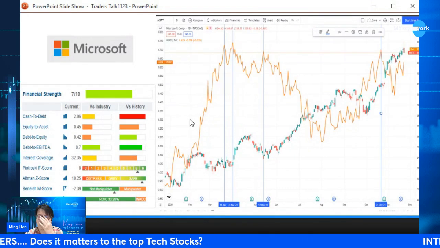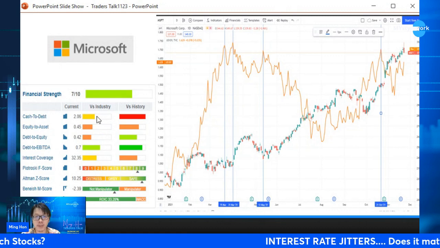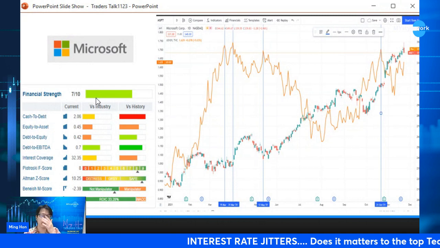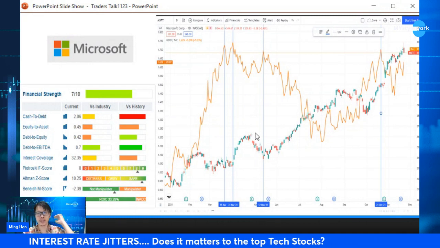Okay. So this is actually Microsoft. And Microsoft financial strength is 7/10. Interest coverage 32 times. Okay, nothing to worry again.